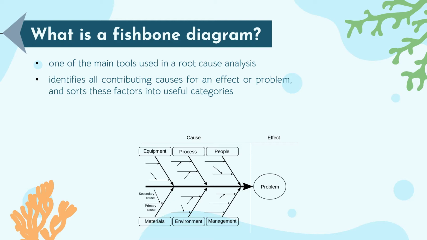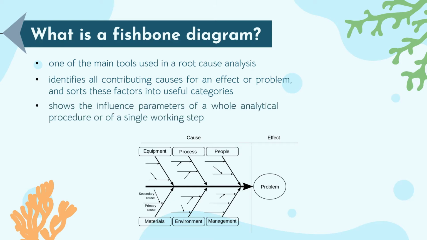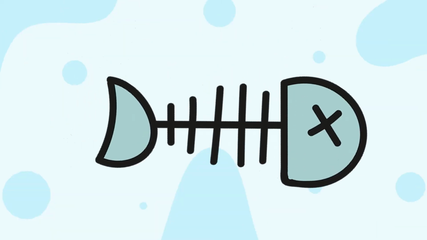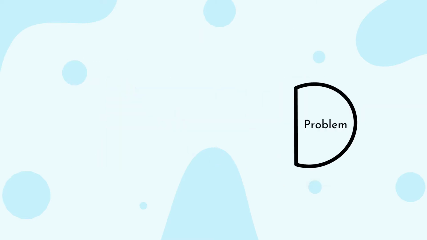a particular event. In the development of an analytical method, it shows the influence parameters or sources of uncertainty of the whole analytical procedure or of a single working step that would affect the outcome. The name fishbone diagram is based on a similar shape with the side view structure of a fish skeleton. The effect or main problem is shown as the head of the fish facing to the right, while the causes extend to the left as fishbones.